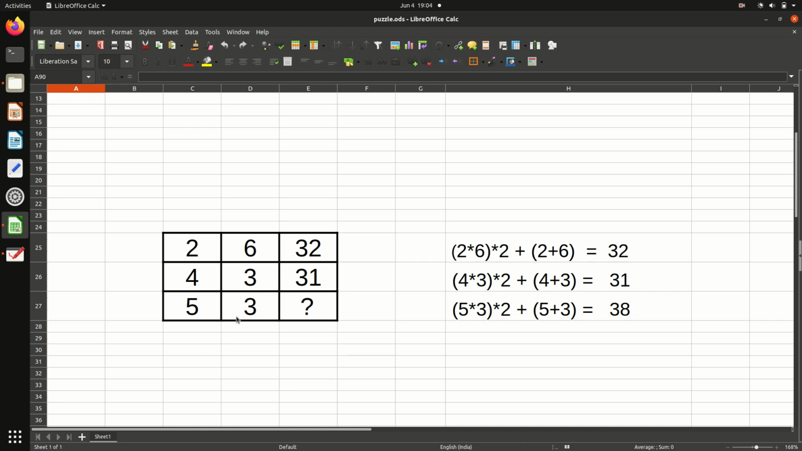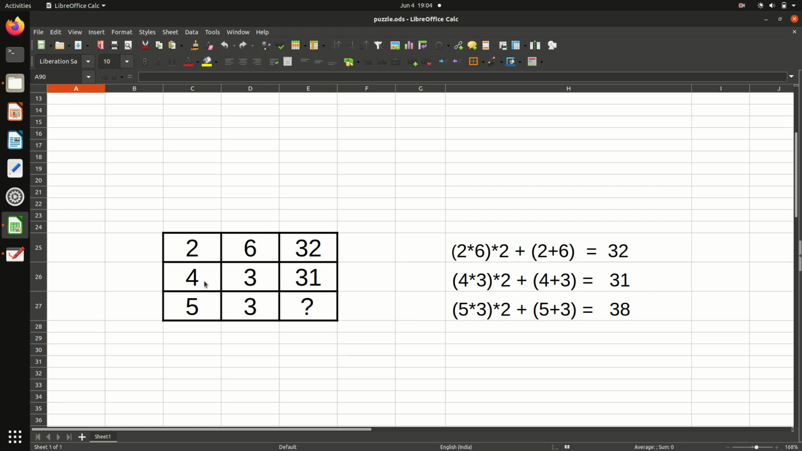Okay, so now we will see how we can obtain 32 with the help of 2 and 6. This question is a little bit tricky. The solution is like this. At first you have to multiply the first and second number, so 2 into 6, then multiply it by 2 and then add the sum of these two numbers. Now if you do this, 2 into 6 into 2 plus 2 plus 6, we will get 32. So in this way we are getting 32.